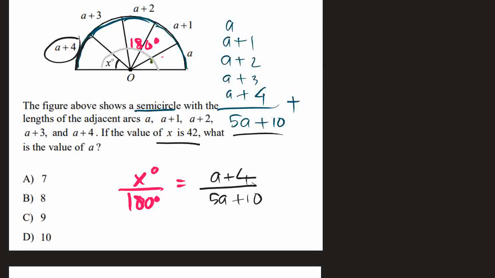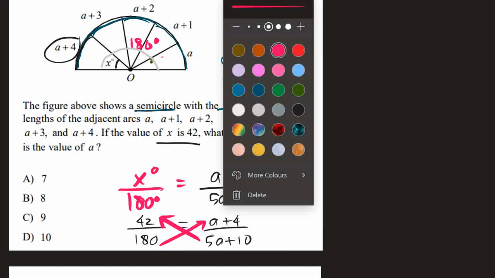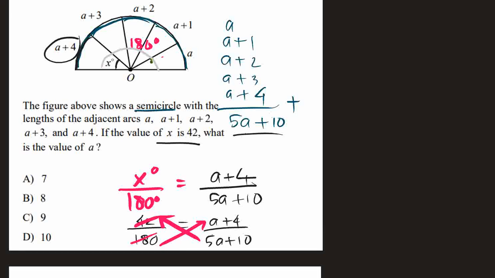So now we write x is 42. And we can cross multiply. Now we can cancel this out into 42 over 180, which is 7 over 30. Now it's 7 over 30.